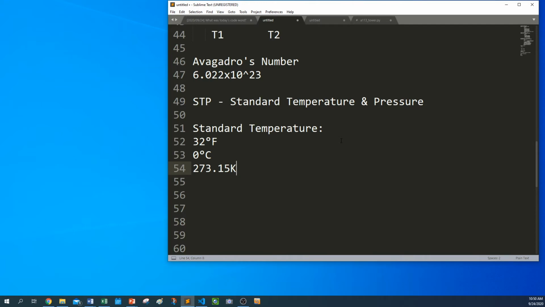So basically, standard temperature. What are these values? What do all these represent? Temperature. What specific temperature? What's at 0 degrees Celsius, 32 degrees Fahrenheit? Freezing point of water.